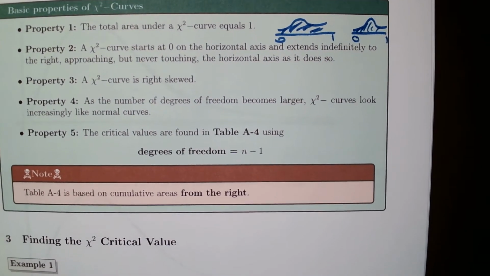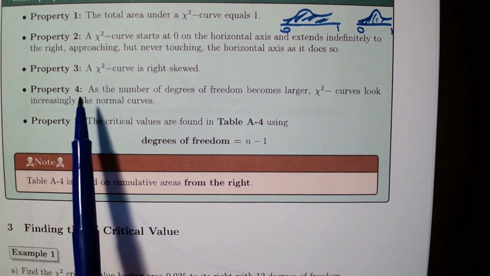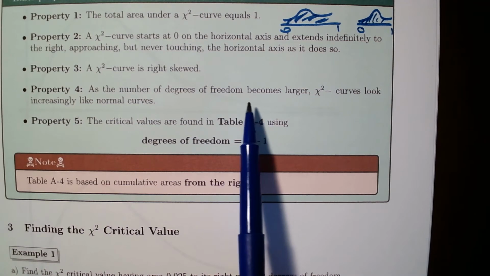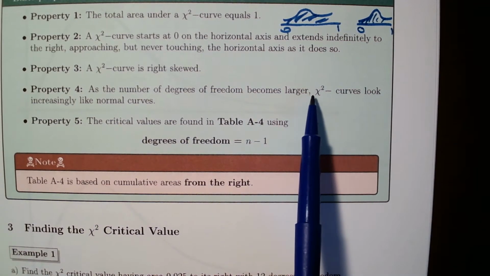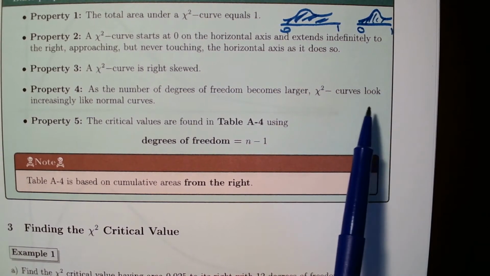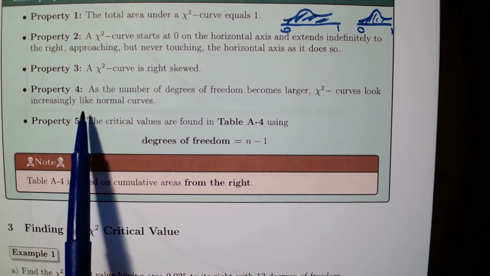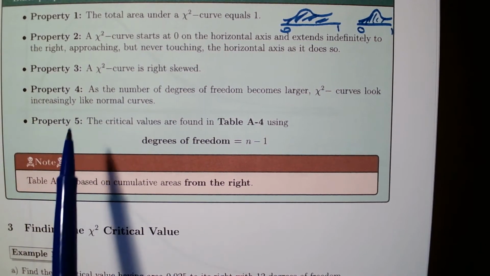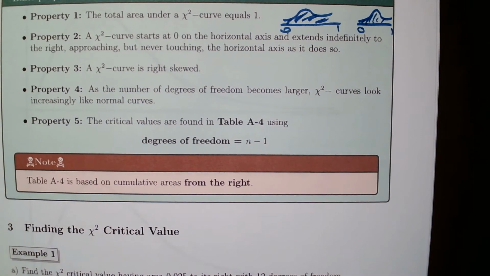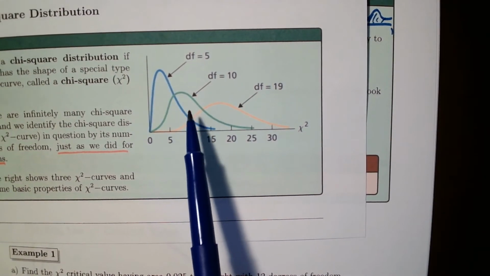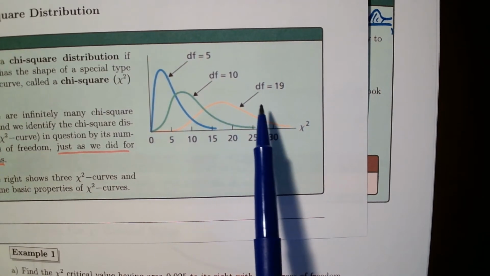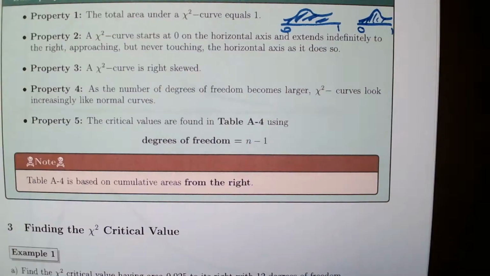And again, as the number of degrees of freedom increases or becomes larger, the chi-square curves look increasingly like normal curves. You saw the picture in the previous page, in which smaller degrees of freedom is more skewed, and larger degrees of freedom looks more like a normal curve.